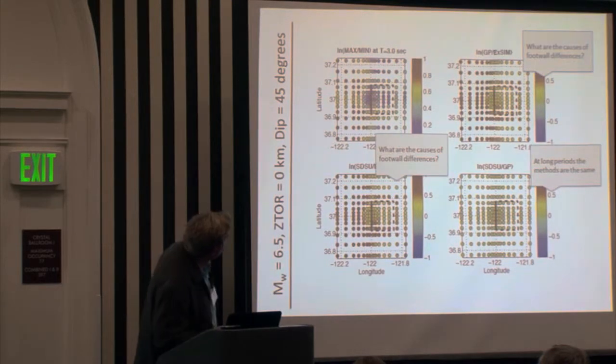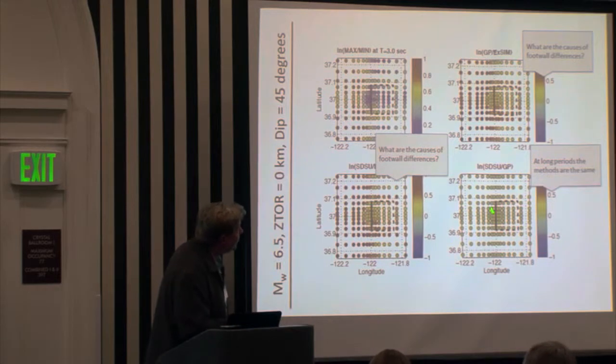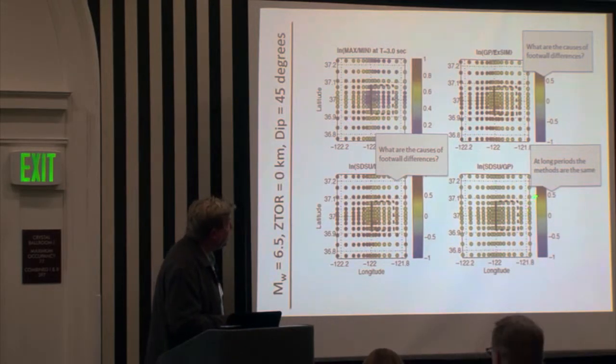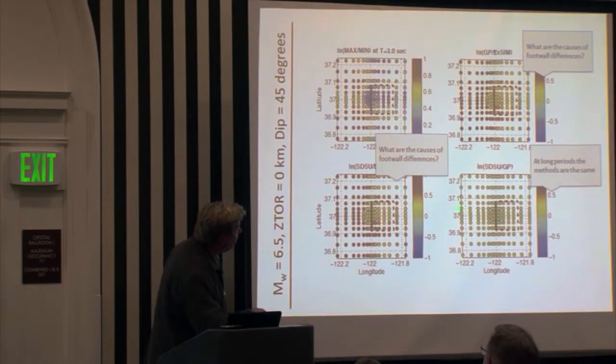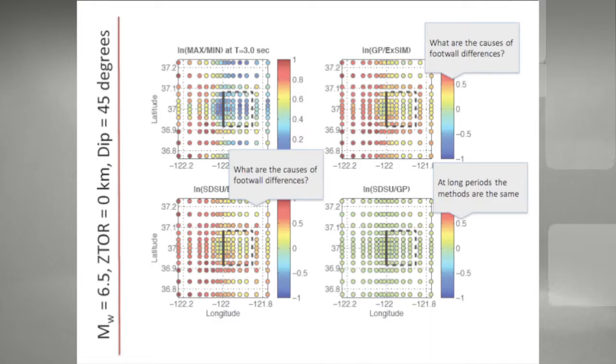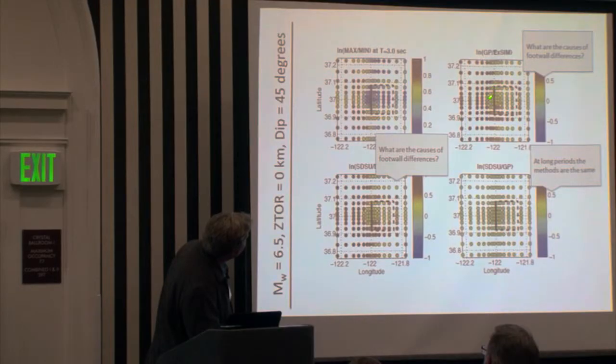Because if you go to 3 seconds period now, you can see that the 2 methods, SDSU and GNP, are essentially the same. So we don't really see any difference with respect to hanging wall and footwall from these 2 methods. And we're at the deterministic part of the ground motion simulation. But if you look at, again, differences between GNP and XSIM, you can see that there's fairly large differences that extend also onto the footwall, and that's true for SDSU. And there's also some interesting patterns extending in the footwall away from the surface projection of the fault, which suggests some radiation pattern effect.